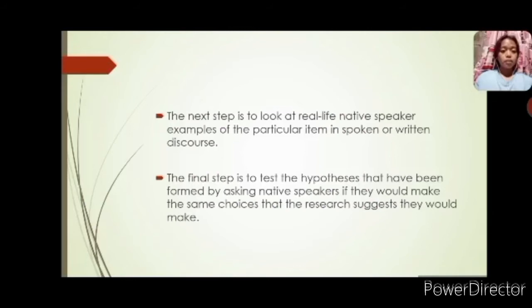The final step is to test the hypotheses that have been formed by asking native speakers if they would make the same choices that the research suggests they would make. The final test is to see if we use the same language items by portraying role play, to see if the language item use is the same as the research.